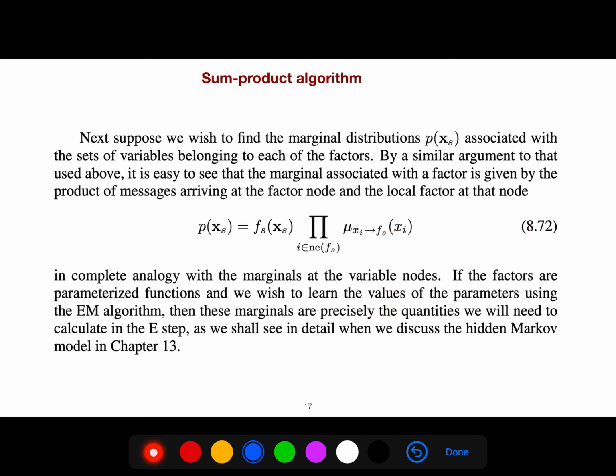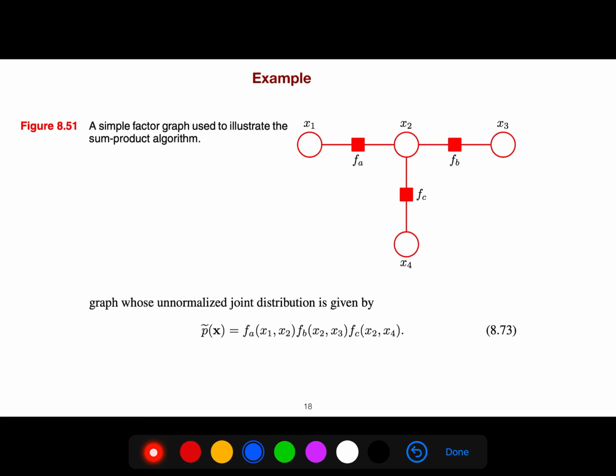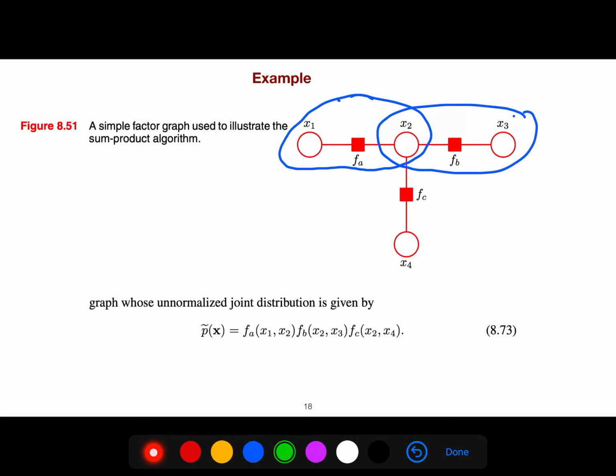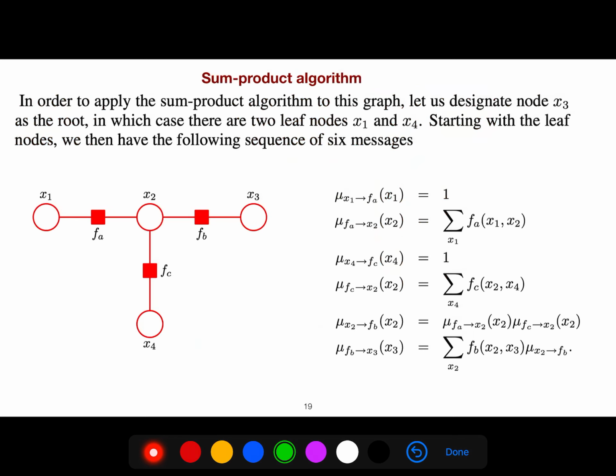So the probability of X is the factor itself times the messages that go to that factor. For example, if we know that the unnormalized joint distribution is just FA of x1, x2, multiplied by FB of x2 and x3, multiplied by FC of x2 and x4. If you multiply them, then this is the probability of X.